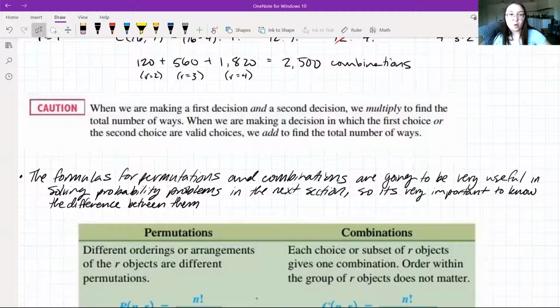So when we're thinking "or," we want to add. If we're thinking "and," we want to multiply. Essentially what we want.